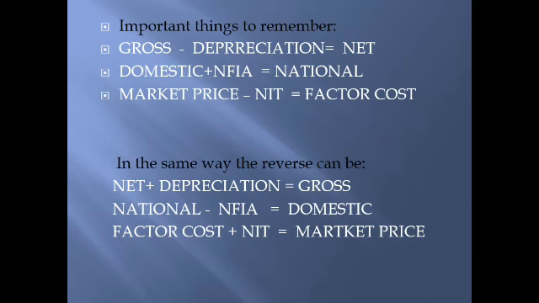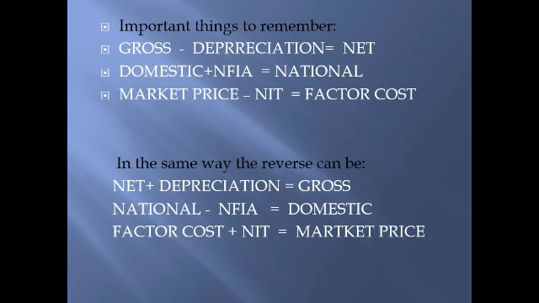Here I have provided you certain things. These things are very important. If you practice this and if you remember this, the calculations will become very easy for you. So here you see, first thing what I told is gross minus depreciation will always be net. The reverse will happen. If you are adding depreciation to net, you will get gross. Then when you add NFIA to domestic, you will get national.